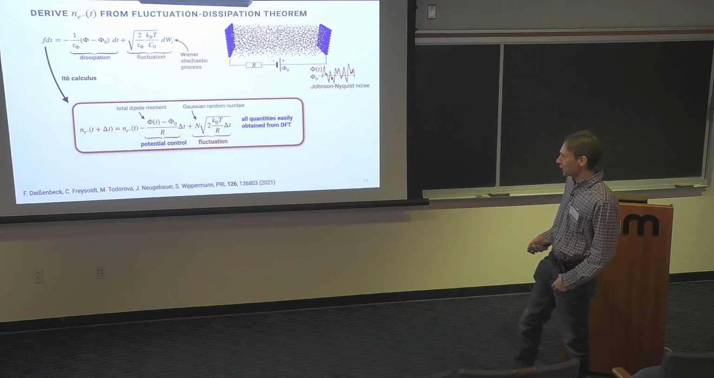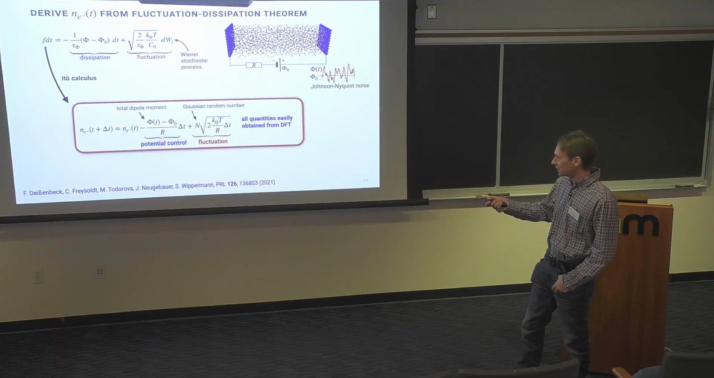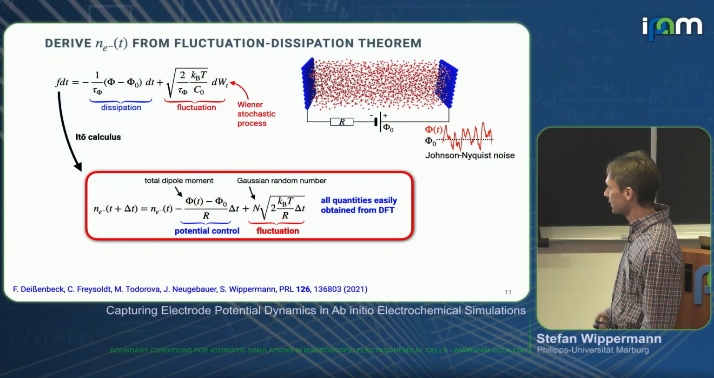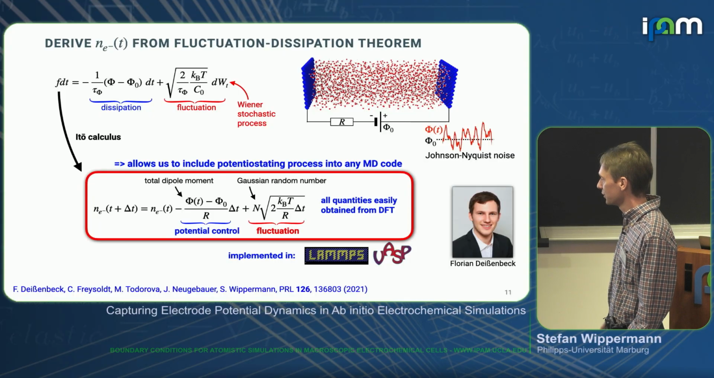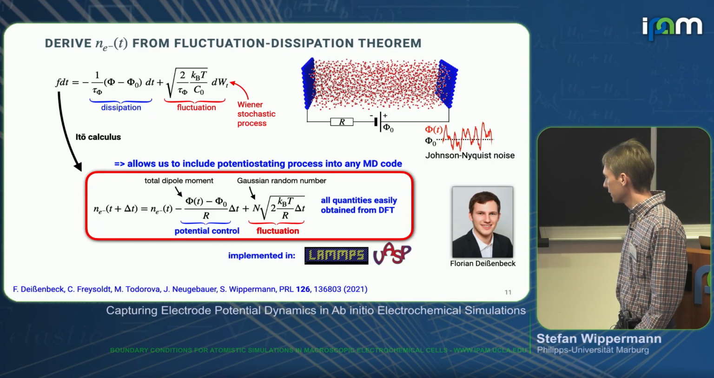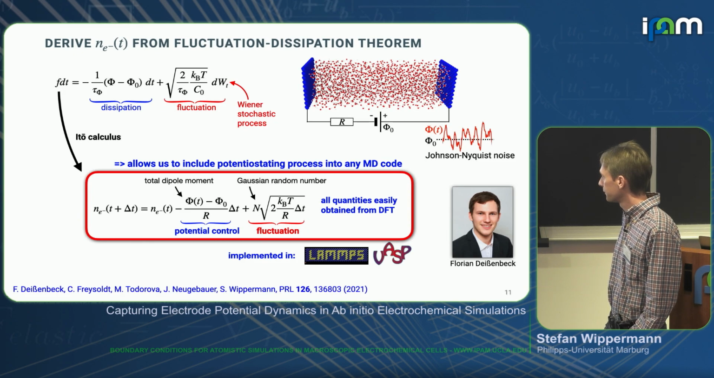Now we have an expression that only takes the total dipole moment, and anything else you can get easily from DFT. So that allows you to include the potentiostatting process into essentially any MD code. We have it in LAMMPS and VASP at the moment.